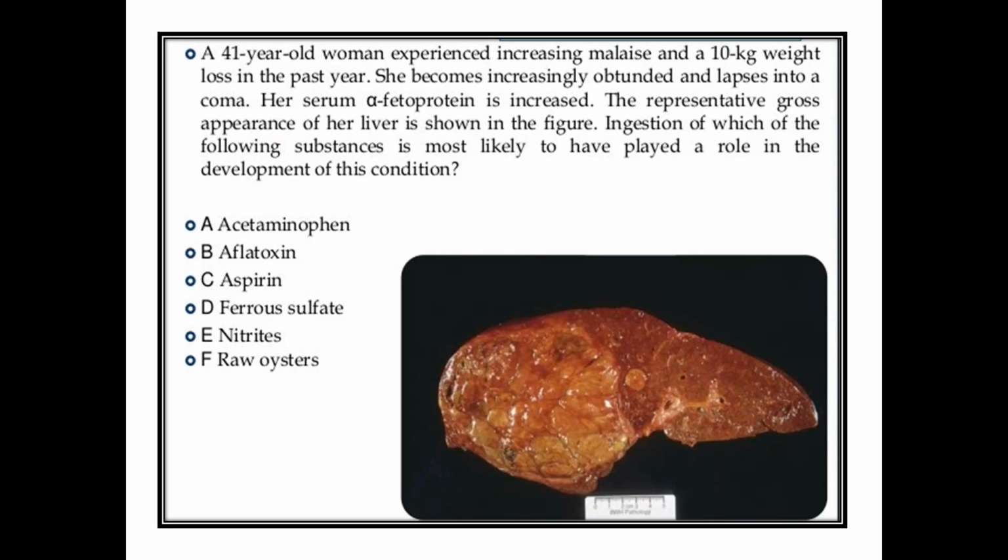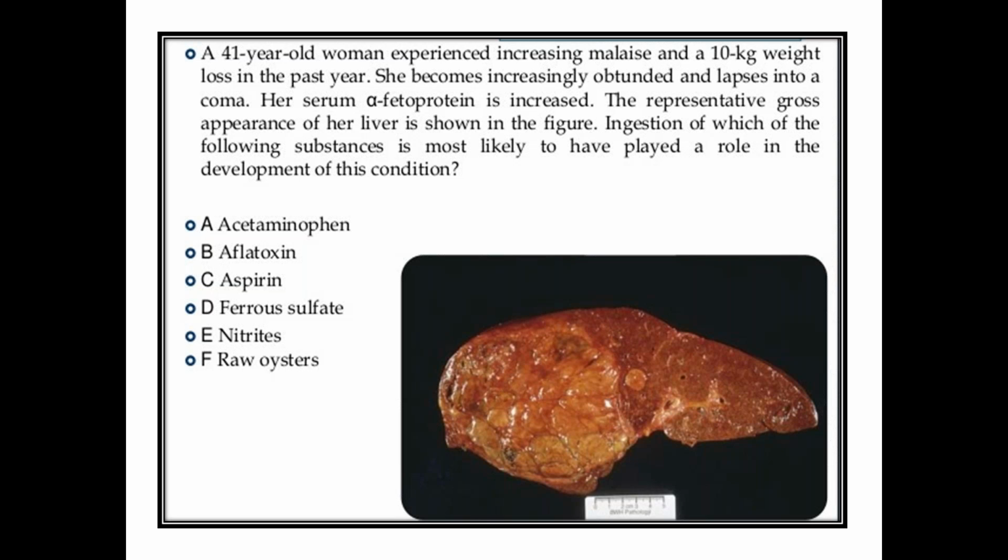This is the last case. A 41-year-old woman experienced increasing malaise and 10 kg weight loss in the past year. She becomes increasingly obtunded and lapses into a coma. Her serum alpha-fetoprotein is increased. The representative gross appearance of her liver is shown in the figure. Ingestion of which of the following substances is most likely to have played a role in the development of this condition? Here we have acetaminophen, aflatoxin, aspirin, ferrous sulfate, nitrites, and raw oysters.